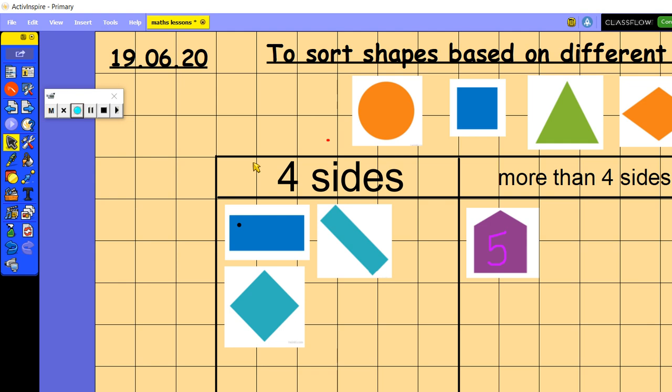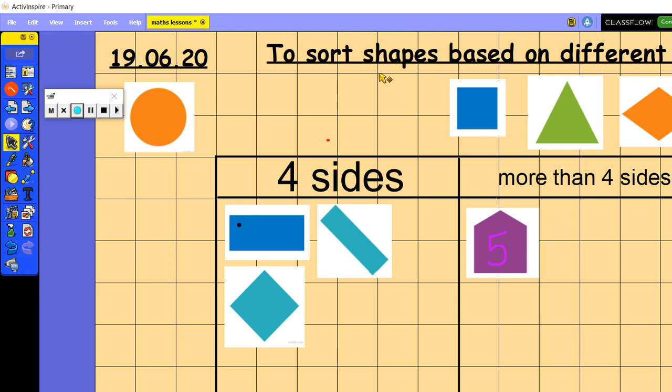Now we come to quite a tricky shape here. So this here is a circle. Now a circle has one continuous side. So it hasn't got 4 sides and it hasn't got more than 4 sides. So in fact our circle doesn't fit on our sorting diagram today. Let's have a look at the next one.